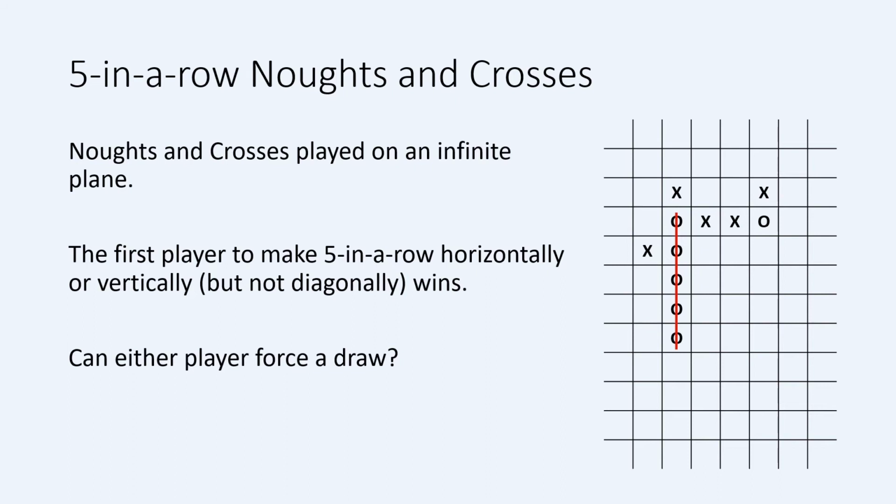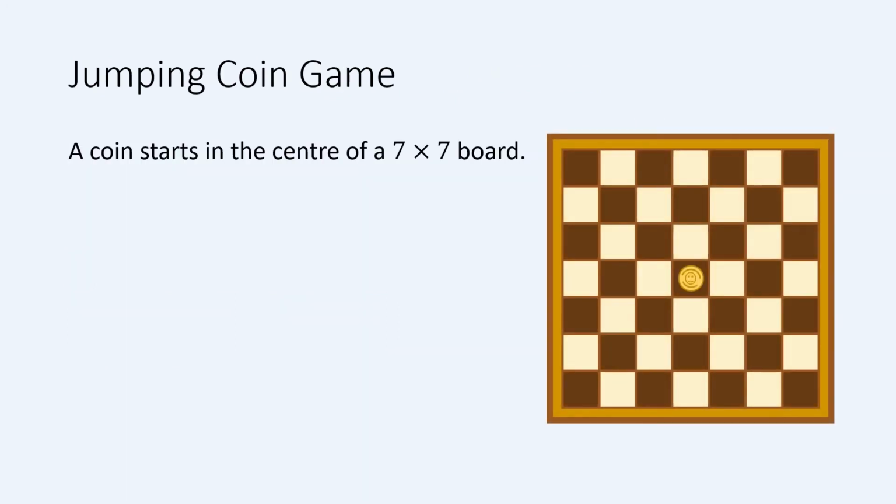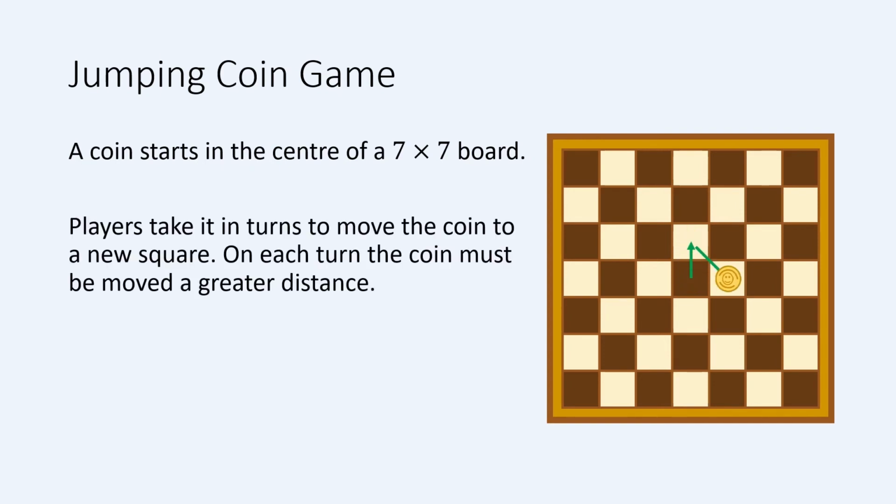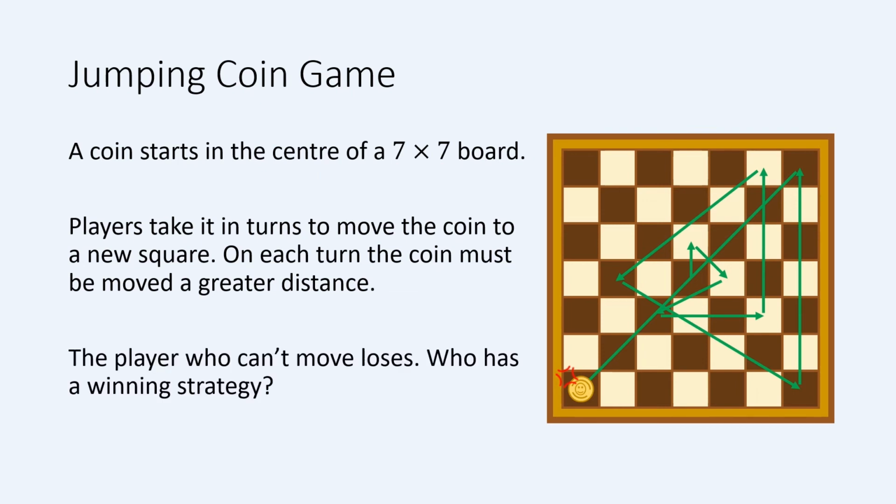Jumping coin game. The third game is confined to a 7x7 board and begins with a coin placed on the central square. 2 players take it in turns to move the coin to anywhere else on the board. The only restriction is that on each turn the coin must be moved a greater distance than on the previous turn. The player who cannot move loses. Which player has the winning strategy?